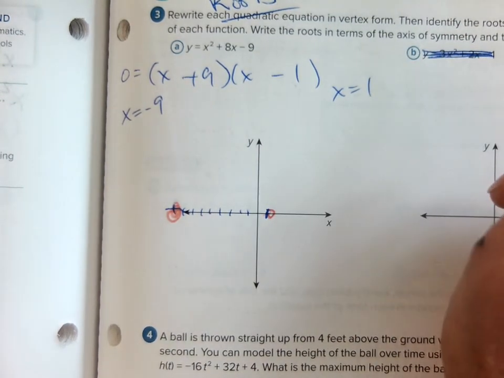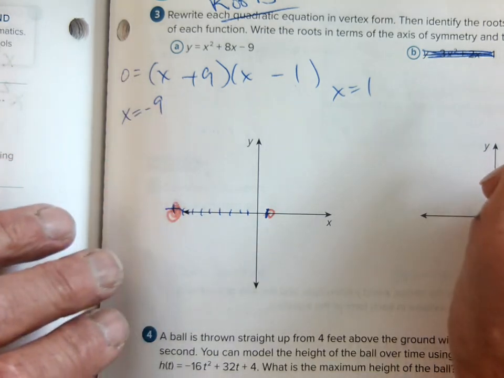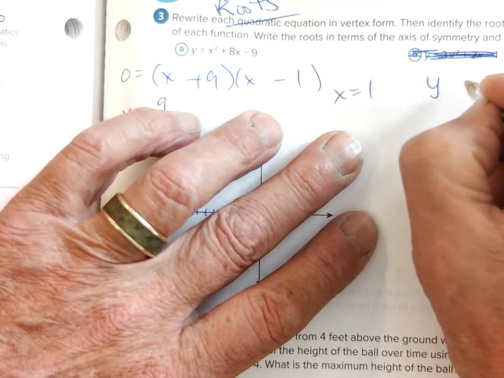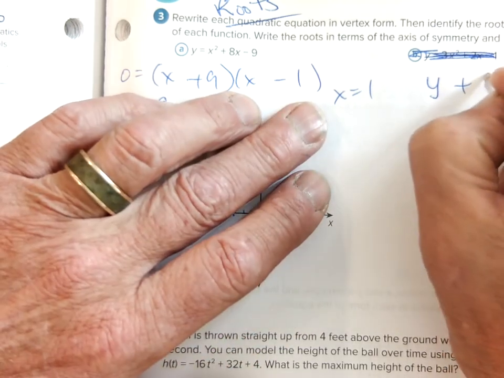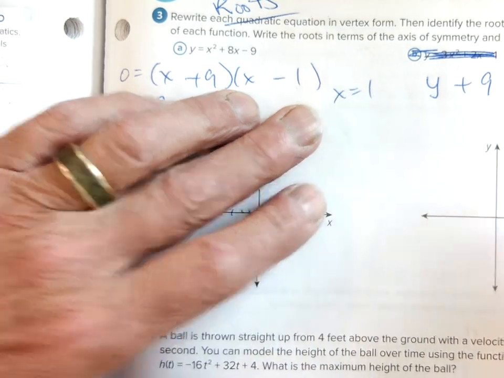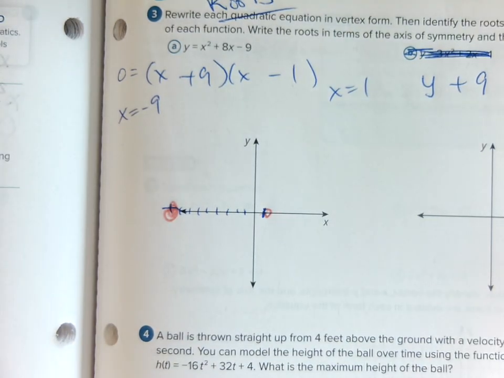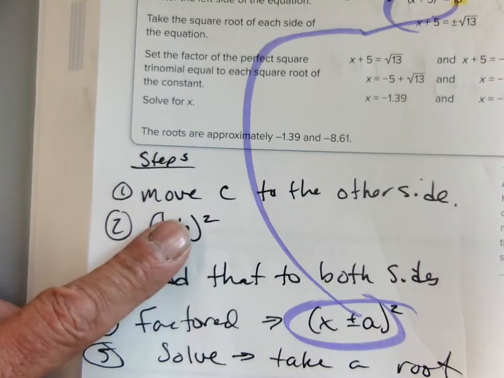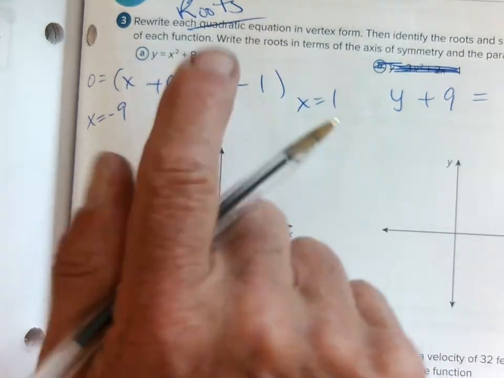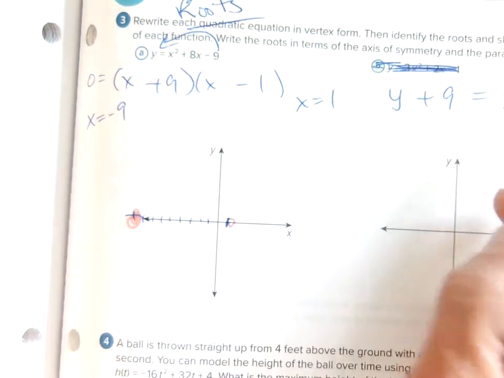I want to go ahead and complete the square. We start with y plus 9 equals x squared plus 8x. Yesterday we talked about step 1, move c to the other side. I just did that. I just brought the 9 over.